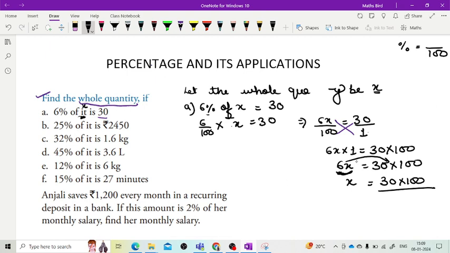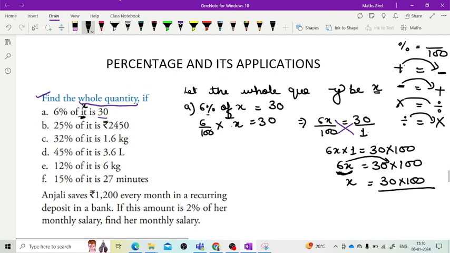Now when 6 will come this side, the sign will be changed. Sign will be changed means if a plus sign is here, when it comes to this side, it will be minus. If a minus sign is there and it comes to the right side of equal to, it will be plus. If a multiplication sign is there and it comes to this side of equal, it will be division. And if a division sign is there and it comes to the right side of the equal to, it will be multiplication, right?